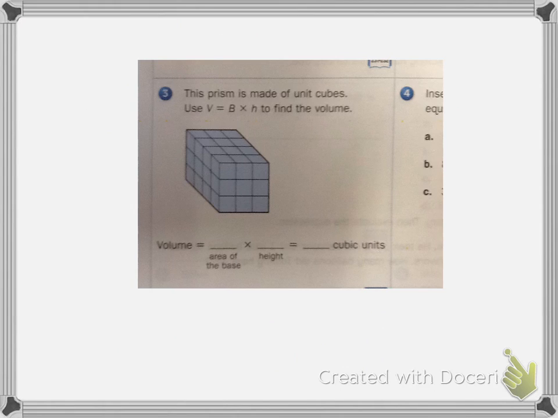Number 3 says, this prism is made of unit cubes. Use volume equals area of base times height to find the volume of the prism. So first it wants the area of the base. If I look at the base, the area is 3, 6, 9, 12, times the height, which is 3. 12 times 3 we know is 36. Therefore, the volume of this prism is 36 cubic units.